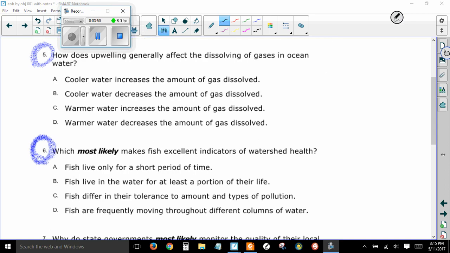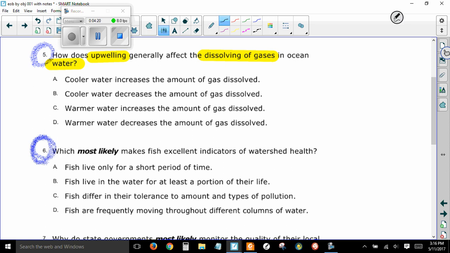All right, so here we have the next question that a lot of people missed. How does upwelling generally affect the dissolving of gases in ocean water? All right, so there's lots of vocab here. And I've said over and over again, you've got to know the vocab. Upwelling, we need to know what that is. We need to know about dissolving gases in water, a liquid. So let's brainstorm. Let's write down everything we know. You're going to have scratch paper for the EOG.